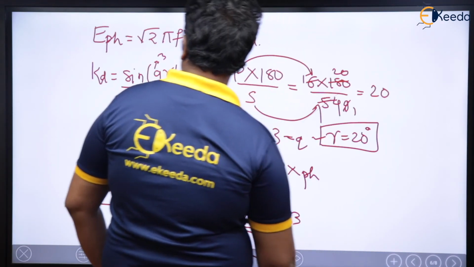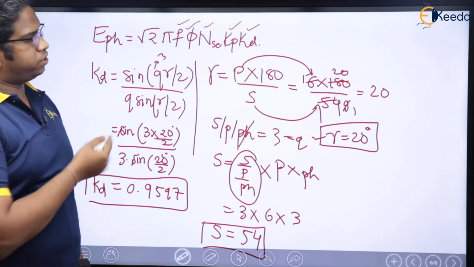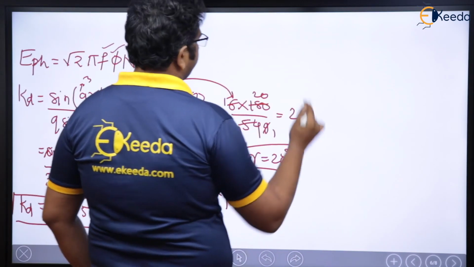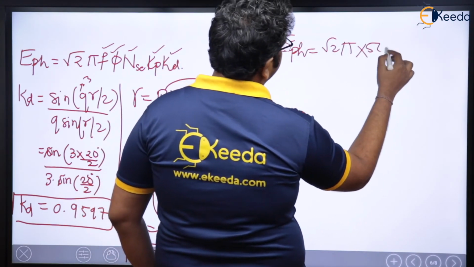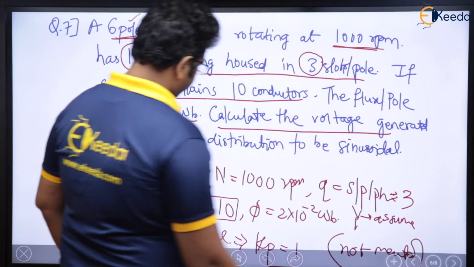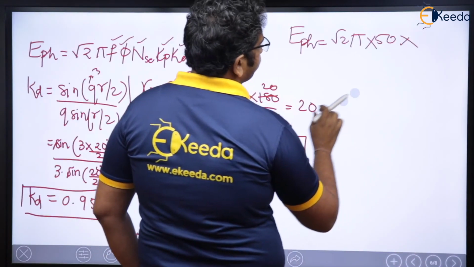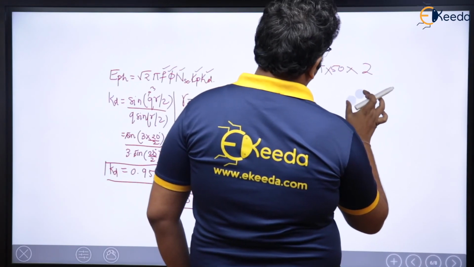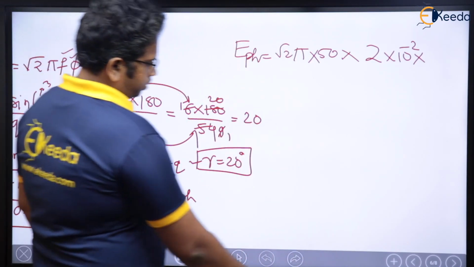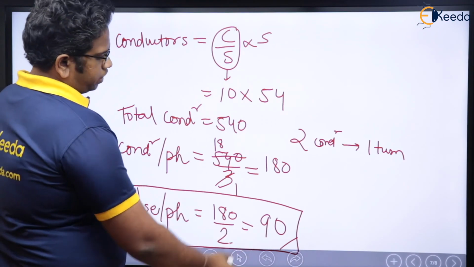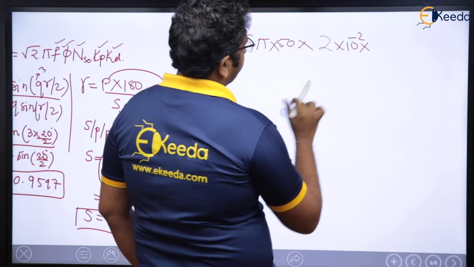Thus, frequency is also known now. What else is in it? Nothing else, just substitute. What do we get here? What is E_ph? E_ph is going to be root 2 pi multiplied by frequency, just now we got 50, multiplied by phi. What is phi given? Phi given is 2 into 10 to the power minus 2 Weber, multiplied by what is next? N_se. How much is the N_se you got? N_se is 90. So it is going to be multiplied by 90.